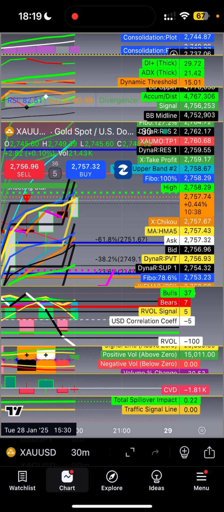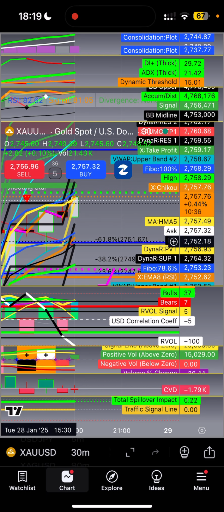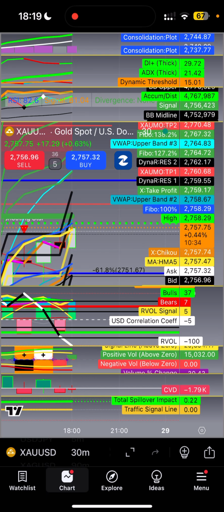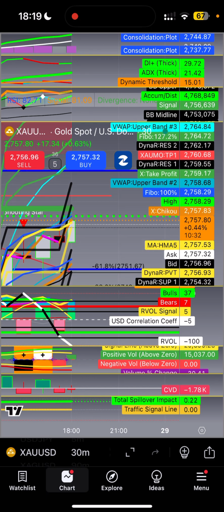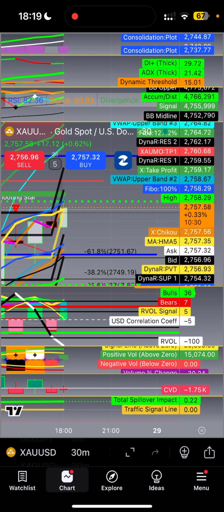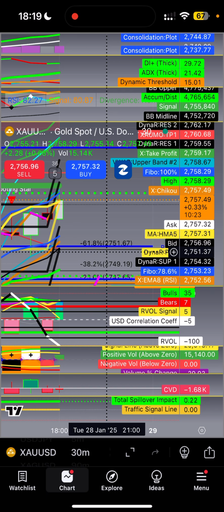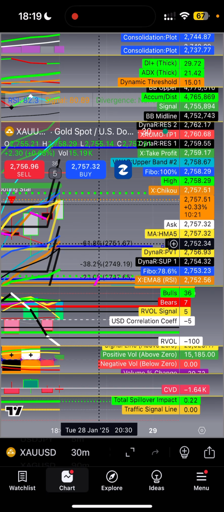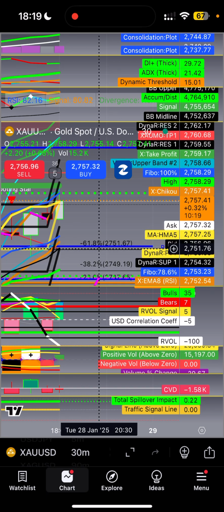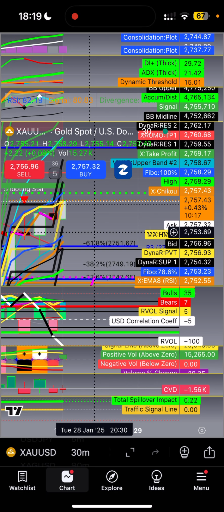As you can tell, we have a strong area of support here, which is at this Camarilla pivot at 27.52, where it was the previous pivot and where the price kicked off.